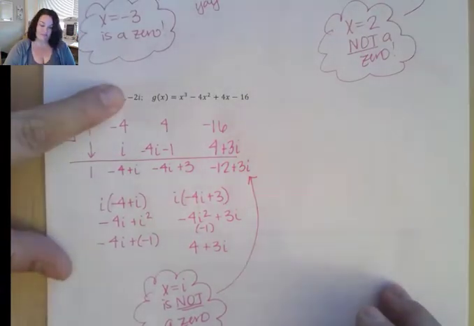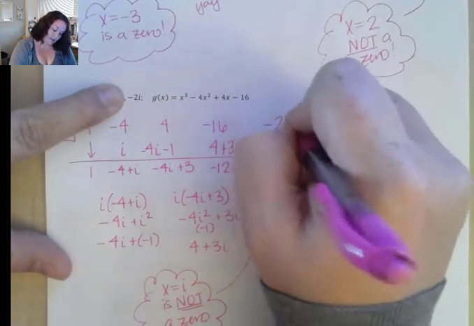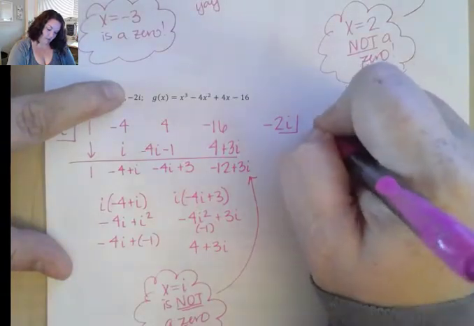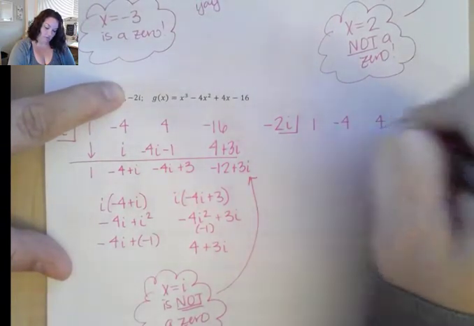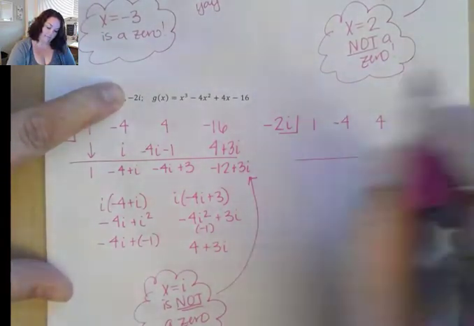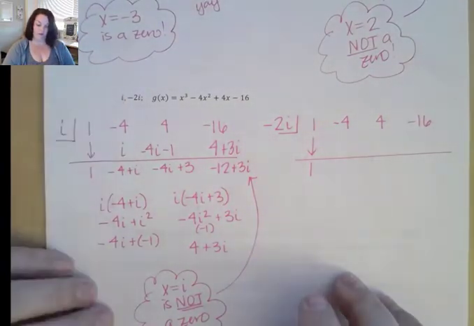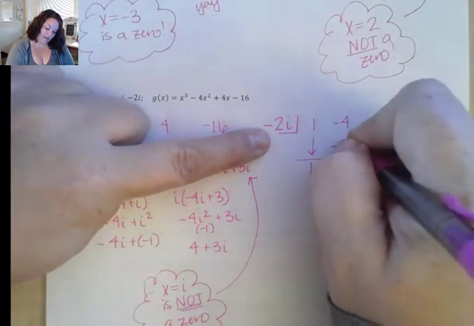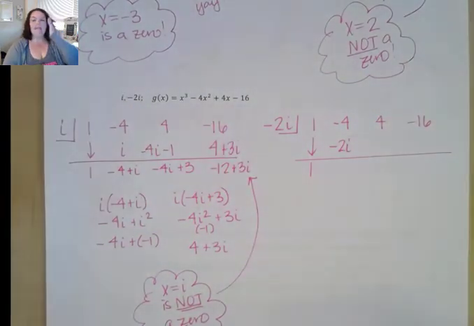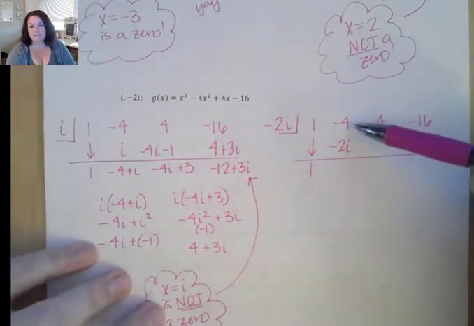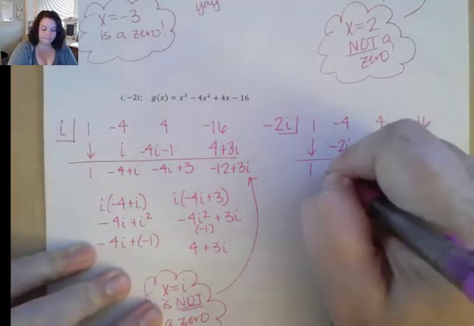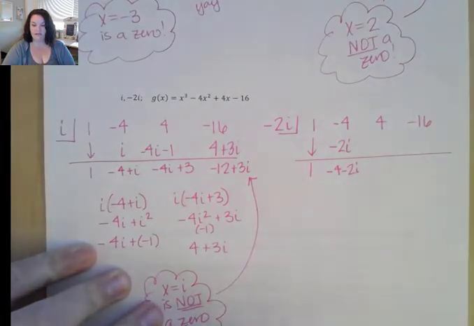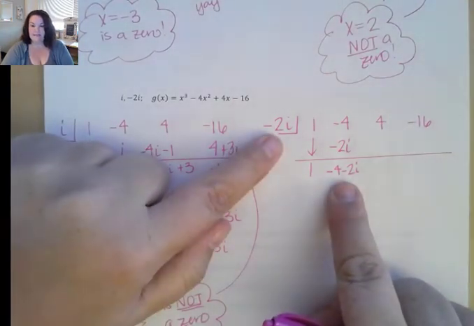Let's check -2i. So we're going to put -2i in our box and write out our coefficients, which are 1, -4, 4, and -16. I bring down my 1. 1 times the -2i in my box is -2i. And again here, I can't combine these because one's an i term and one's not. So I'm just going to write this as -4 minus 2i.